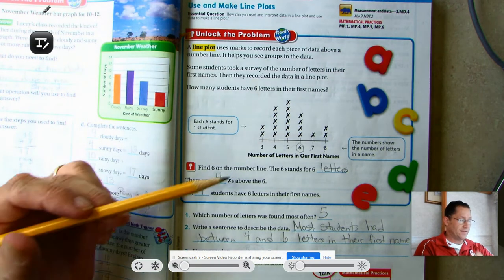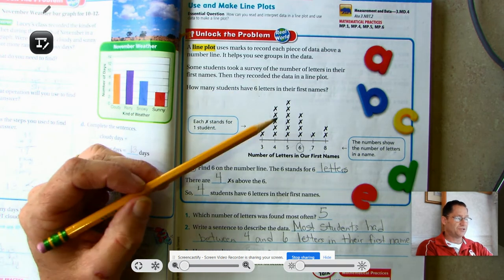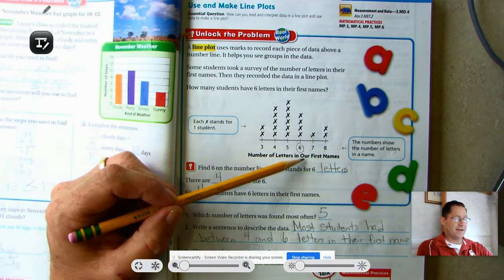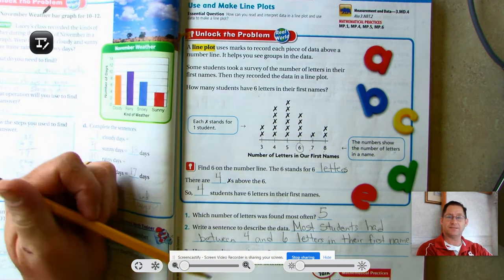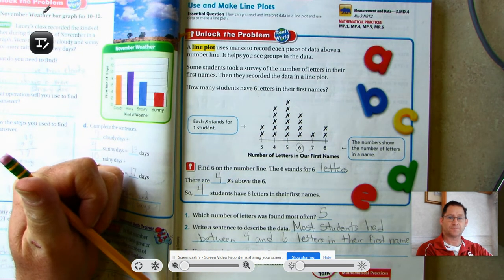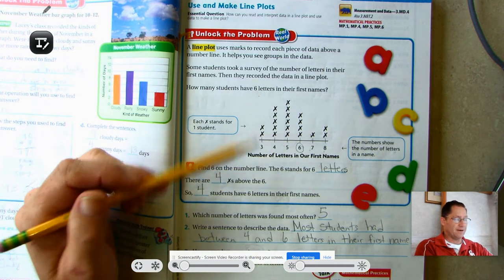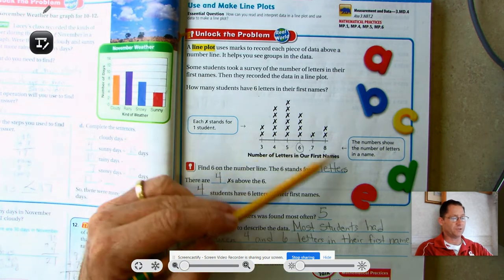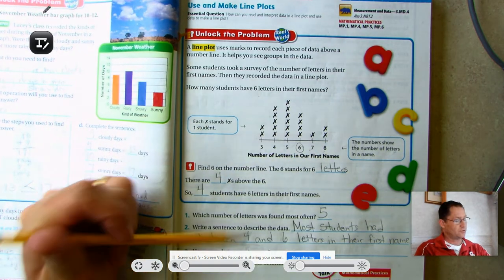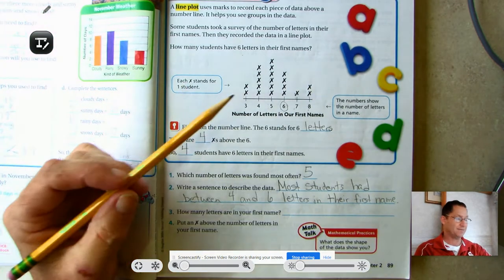You can come up with any other sentence. You could say the least number that students have in their names based on our class is 7 letters in their first name. We could say the least number of letters in a person's name is 3. The most in a person's name is 8. So any possibility. So it's just based on what's represented in the data.